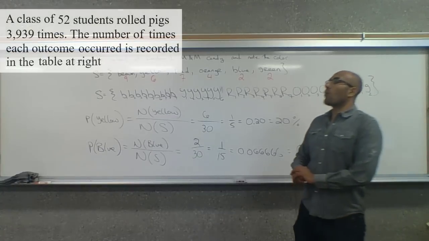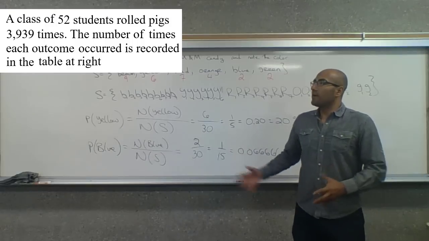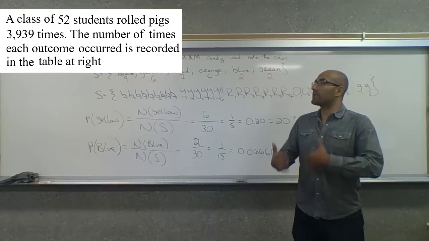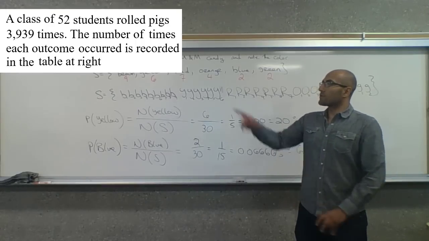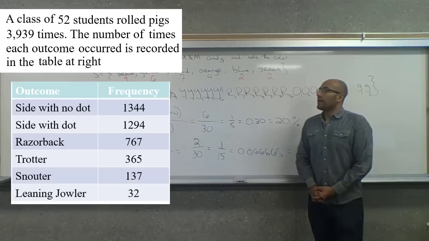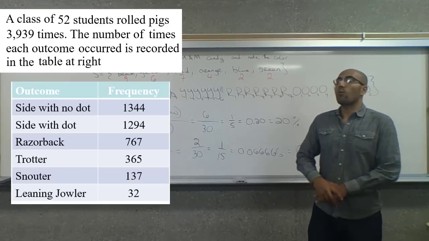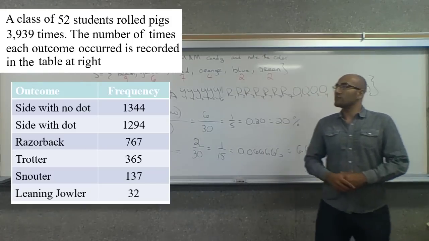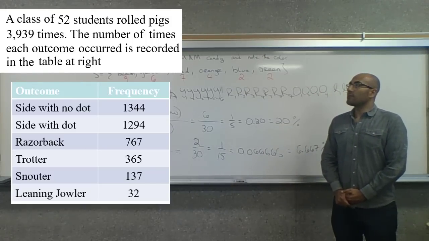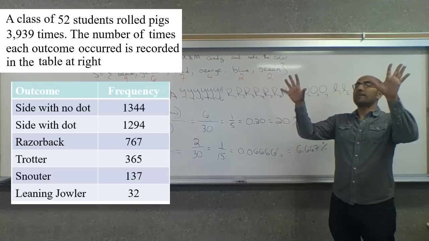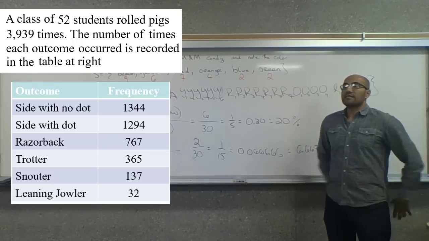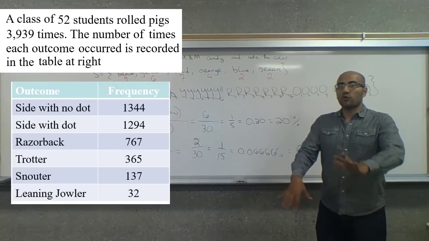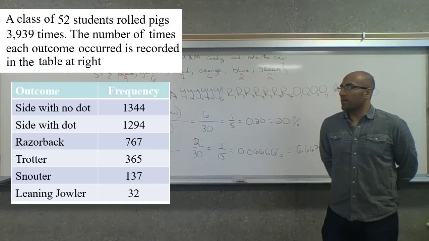52 students rolled a single pig 3,939 times and recorded how often the various results occurred. The numbers are tabulated here on this table. It landed on the side with no dot 1,344 times. It landed on the side with a dot 1,294 times. It landed razorback, that's on its back, with all 4 feet in the air, 767 times. It landed trotter, which is on all 4 feet, like normal walking, 365 times.